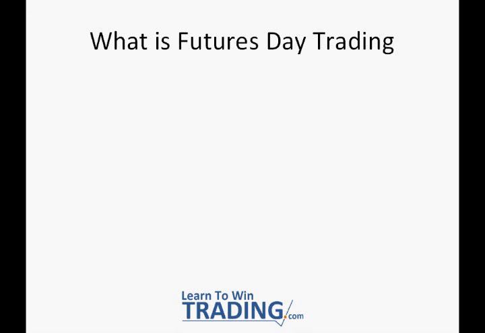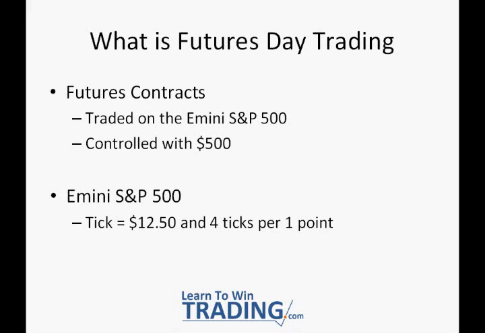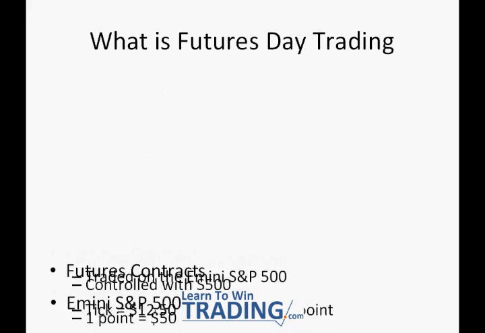We trade the E-mini S&P 500. On the E-mini S&P 500, you can control one contract with $500. 1 point is made up of 4 ticks, or basically 0.25. 1 tick is equal to $12.50 per tick, making 1 point $50. A $50 return for 1 point on one contract, which is $500, is a 10% return on the money.